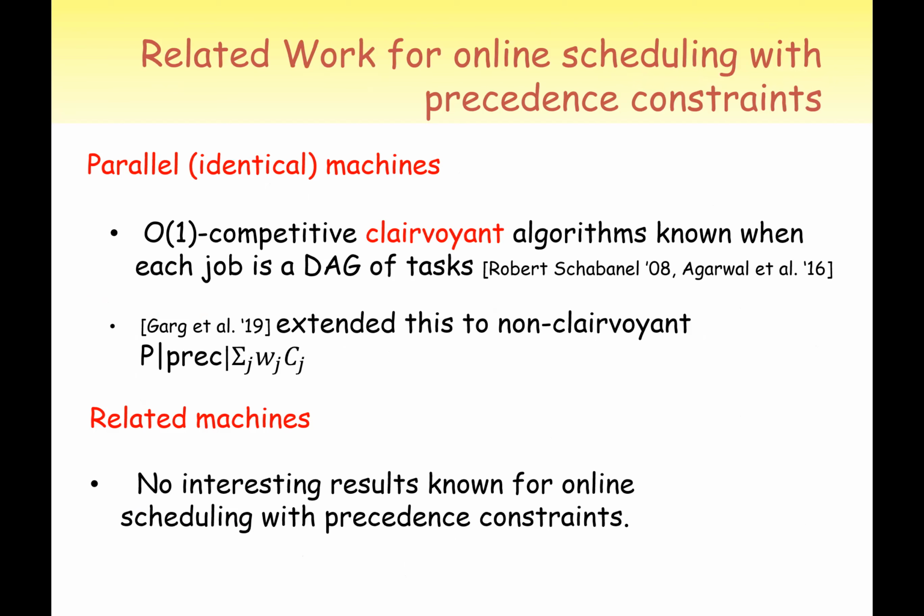What is known in these similar settings? Well, if all the machines are identical, then some work is there. For example, Chekuri and Agarwal and others showed that you can get a constant competitive clairvoyant algorithm even when each job is a task. Right now we're thinking of each job as a star, but even if you allow DAGs, they gave a constant competitive algorithm. This was extended to the non-clairvoyant setting by Garg et al. So basically exactly the same problem that we look at, but with identical instead of related machines, they gave a constant competitive algorithm. For related machines, this seems to be the first work on this problem.